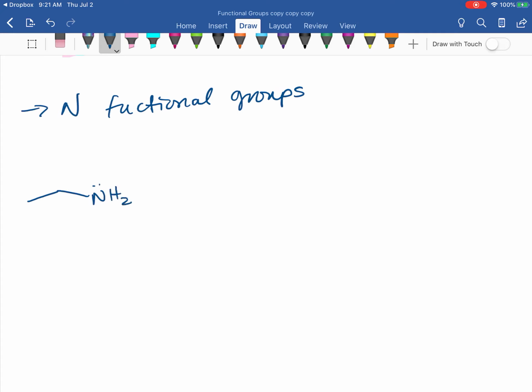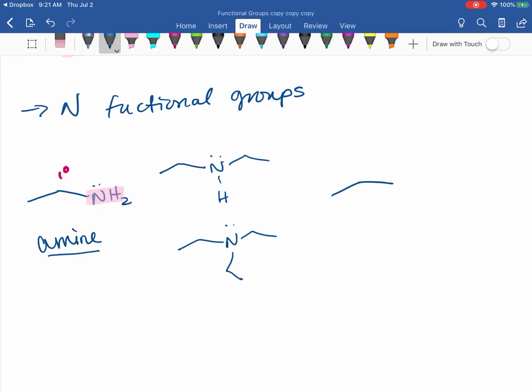So one of our basic nitrogen functional groups will be an amine. We will make these and we will see these in our IR spectroscopy. So these are our amines. Our amines can be substituted in several ways. We can have a primary amine, we can have a secondary amine, and we can have a tertiary amine. All of these are amines.